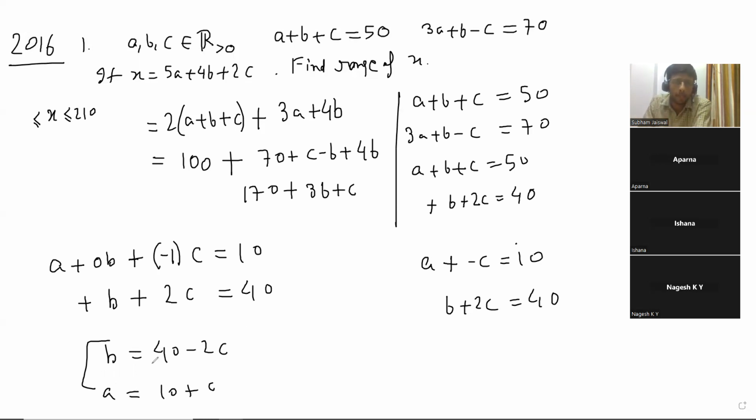So b is 40 minus 2c. So 3b is 120 minus 6c plus c. So is this the 210? I'm not getting 210, but I'm getting 290. So has everybody checked? Is this correct? Is the calculation correct?